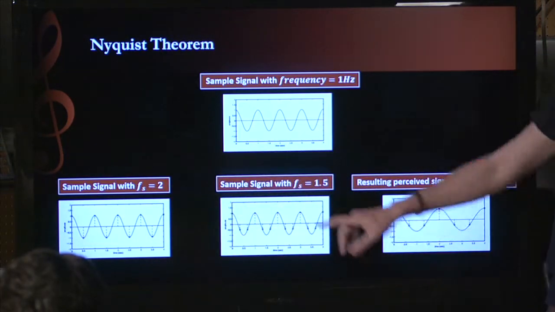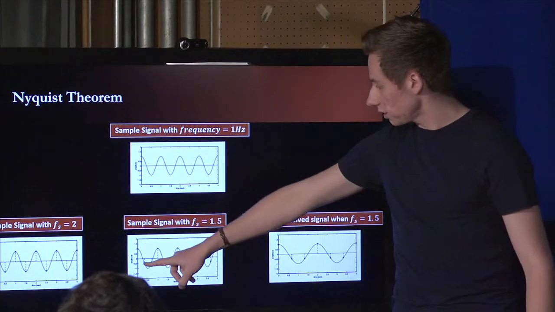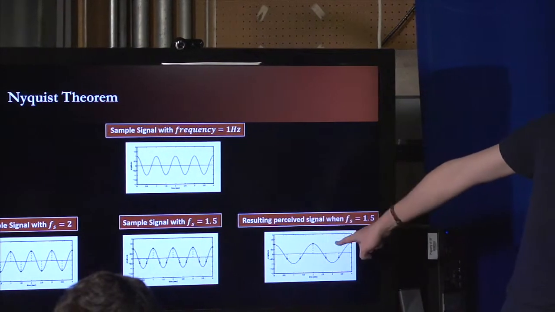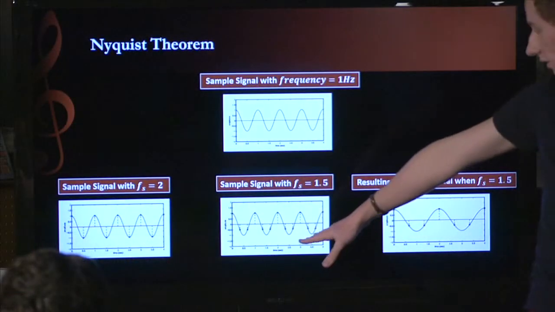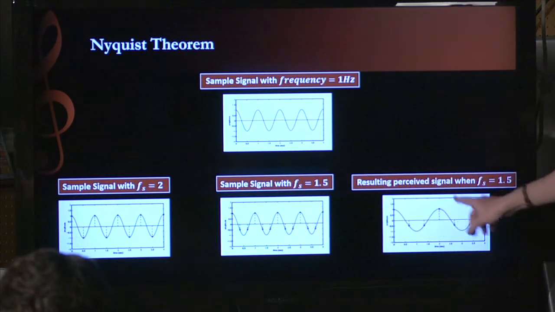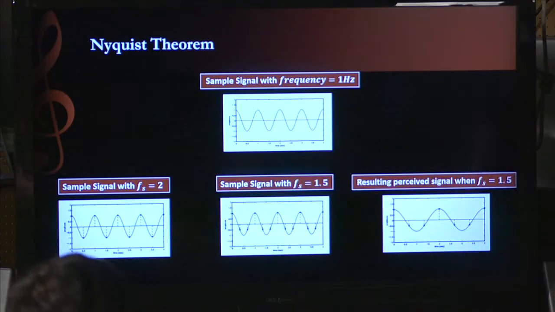Now, however, if you take a sample rate of 1.5 samples per second, you get a point here, point there, point there, point there, and the perceived sound wave of the previous samples is this, which is incorrect compared to the original one. So you need to have twice the highest frequency of the original signal.